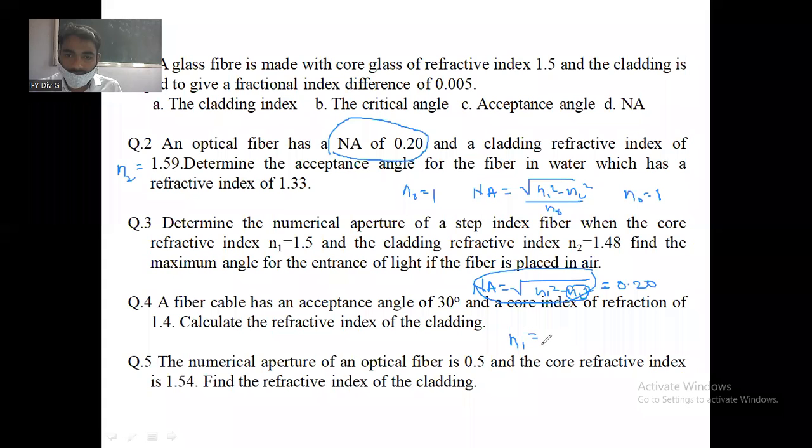N1 is equal to square root of Na square minus or plus N2 square. So we have Na and N2. Put the value of Na 0.20 and N2 1.59 in this formula and you can find the n1.